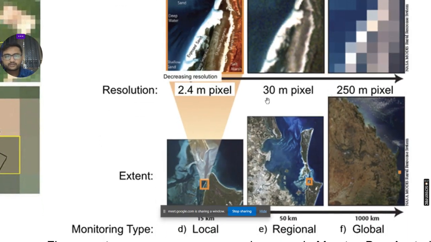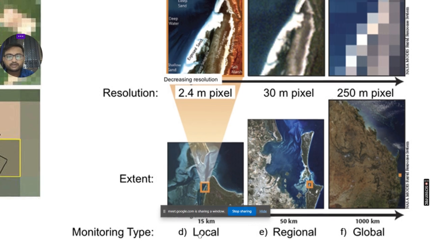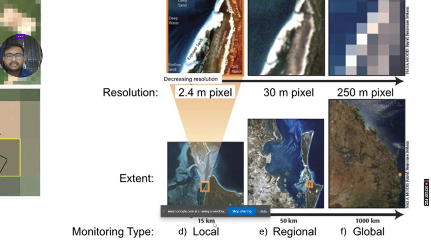Here you can see another disadvantage of increasing the spatial resolution. What will happen if we increase it? If we have the QuickBird satellite, the area which we get is very small, just 15 kilometer by 15 kilometer at a time, which gives us only local information. But if we see the Landsat satellite, then we can see a little bit more area, which will cover around 50 kilometers as well, which you can see over here.